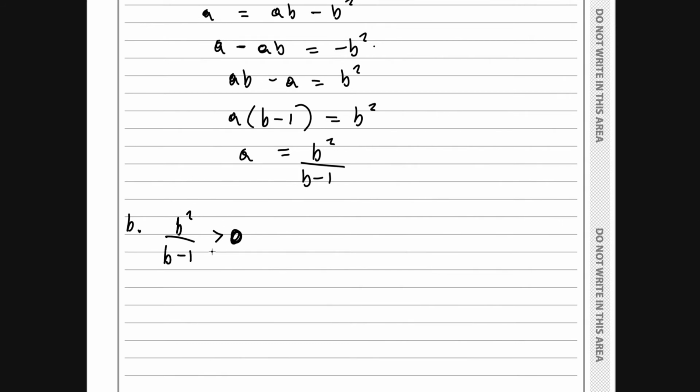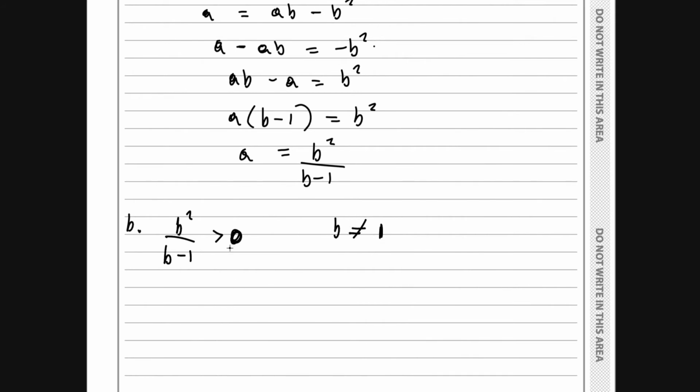And now for this to be greater than 0, in other words, for it to be positive and not equal to 0 itself, it's clear that B cannot be 1. If B was 1, you'd have a circumstance where you've got b squared over 0, which will be 0, not greater than 0. So B cannot be equal to 1.